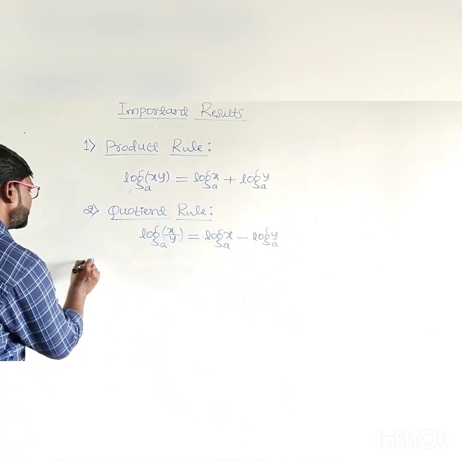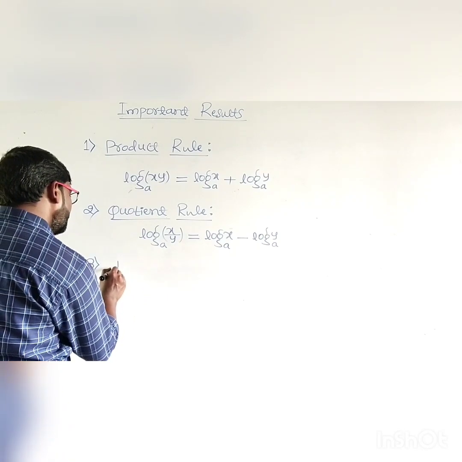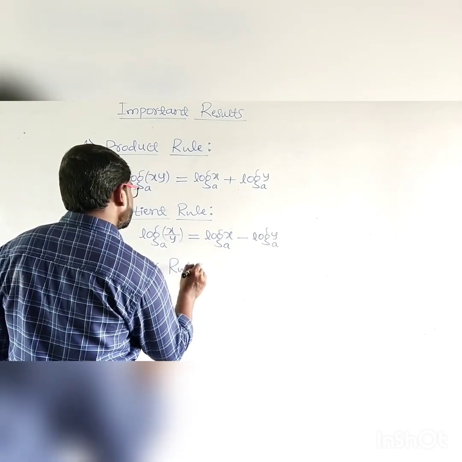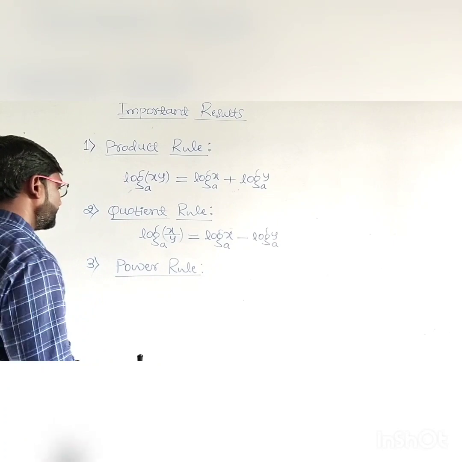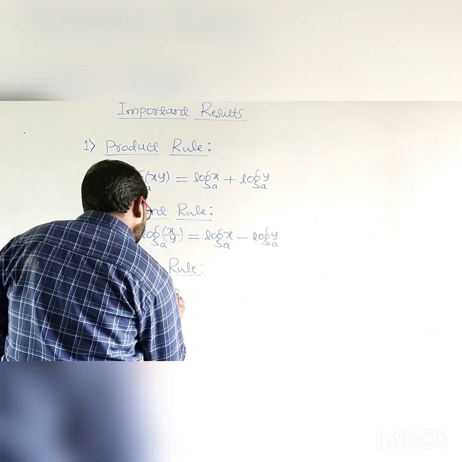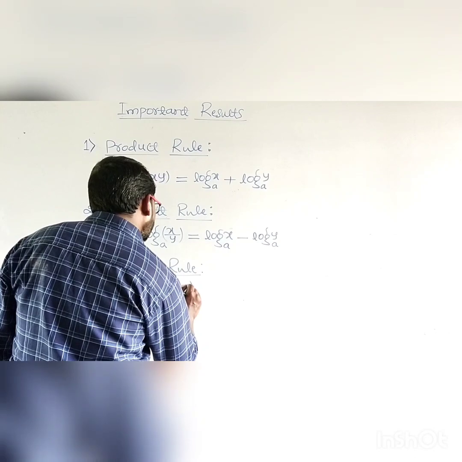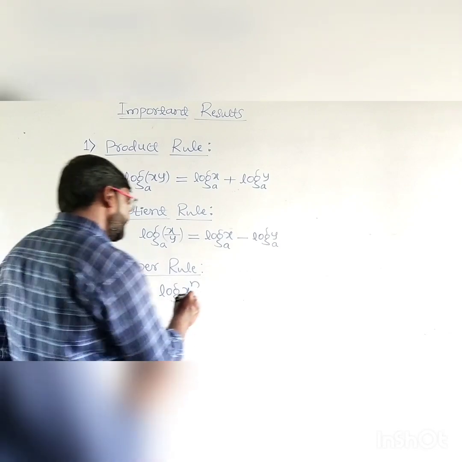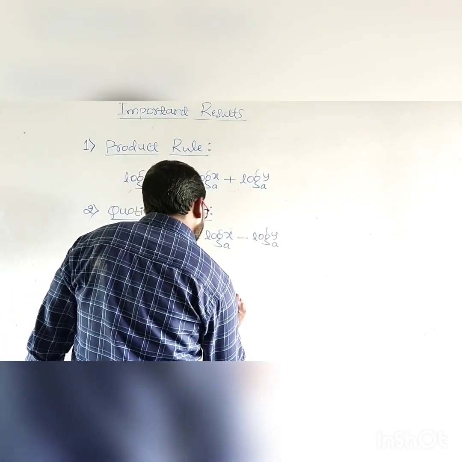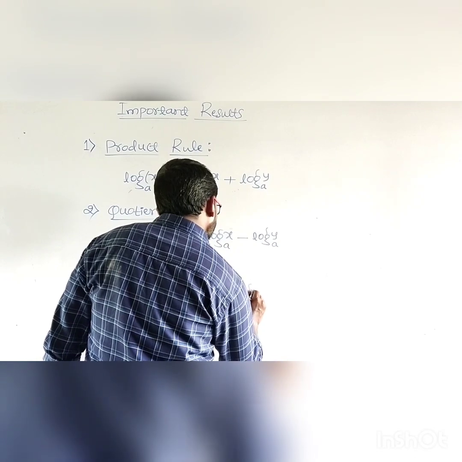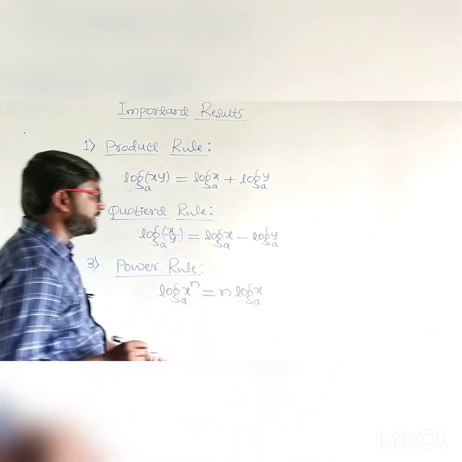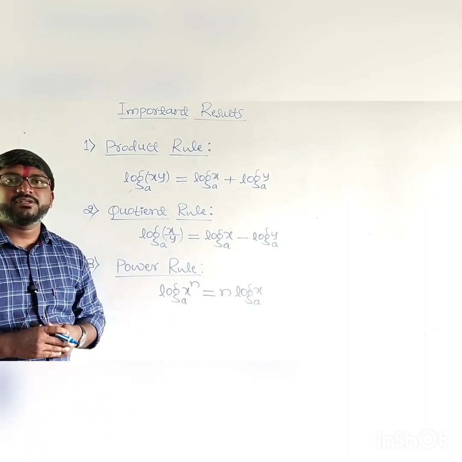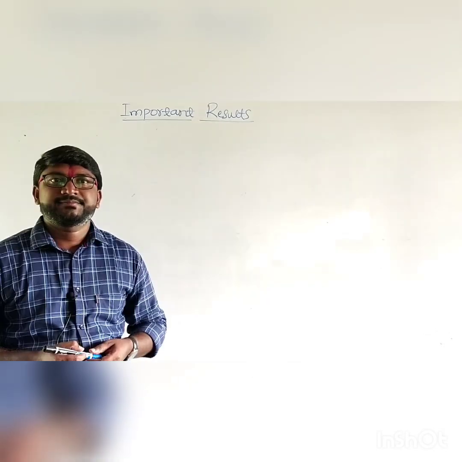Next we are going to list the power rule. Log x to the power n to the base a can be written as n times log x to the base a. So these are the three standard rules. Pause the video to note it down, then we'll list the remaining rules.